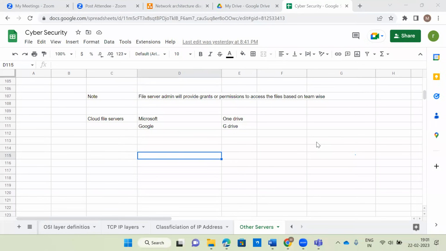So in today's class, what is the agenda? There are three different types of servers pending. One is Microsoft, second one is Unix, third one is SMTP server. Once these servers are completed, then I will start the network architecture diagram. So that is the agenda for today's class. So let's start. Microsoft.